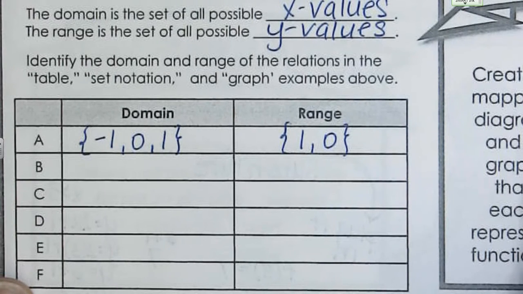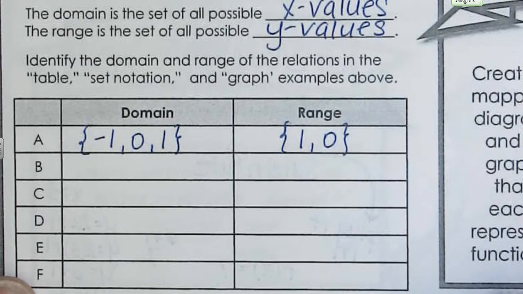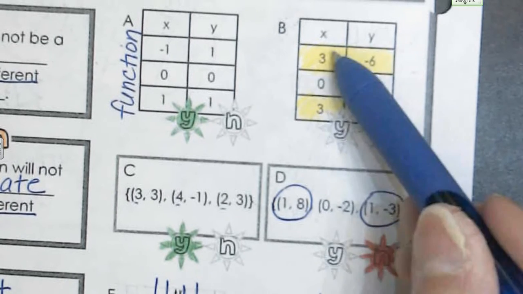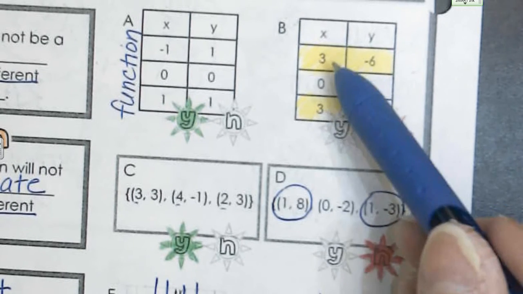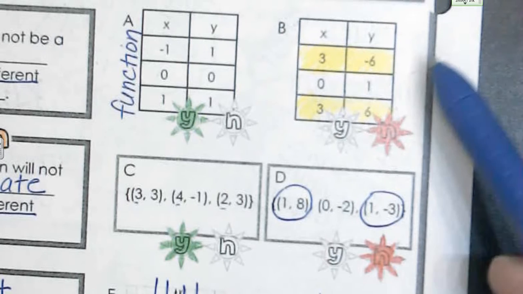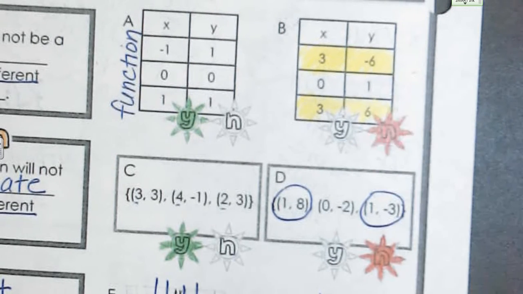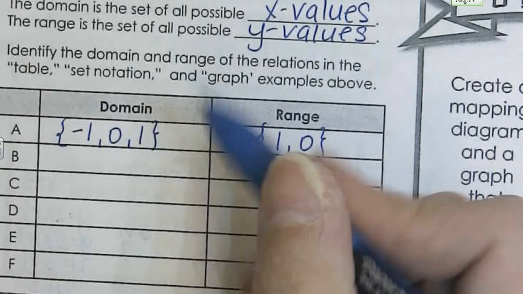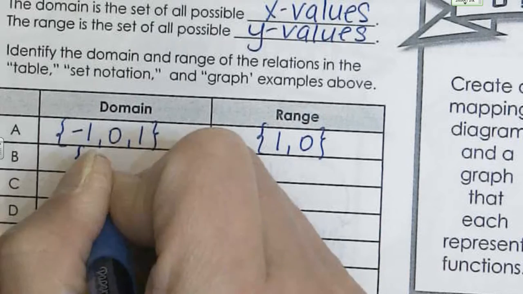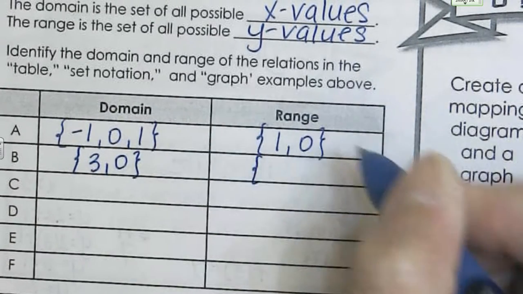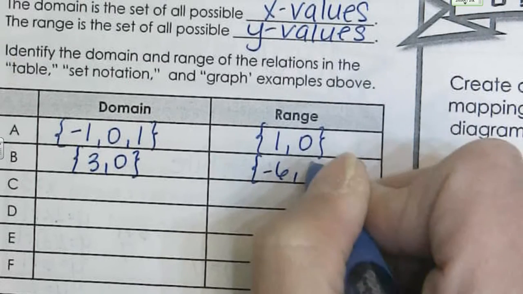All right, when we look at table B, you'll see that I have a 3, a 0, and we already see that we've got that 3 repeated. So we have a 3 and a 0. But my y values, or my range, is -6, 1, and 6. So I'm literally going to write those down. It's a lot of back and forth. So I had 3 and 0, and my range is -6, 1, 6.